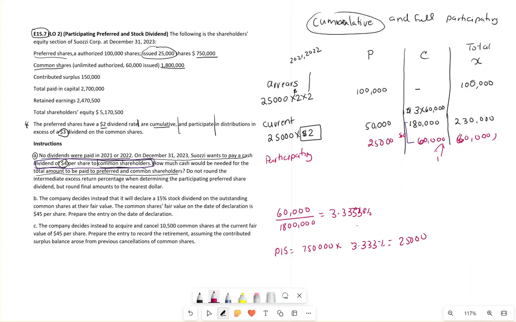So altogether we paid 100,000, 50,000, 60,000, 230,000, 60,000, and 25,000. If I add all the amounts together, that's how much dividend they paid out. In this case, it works out to be 415,000.